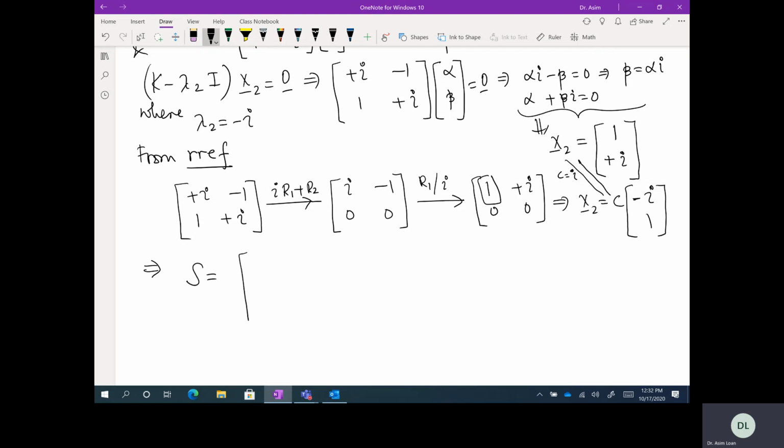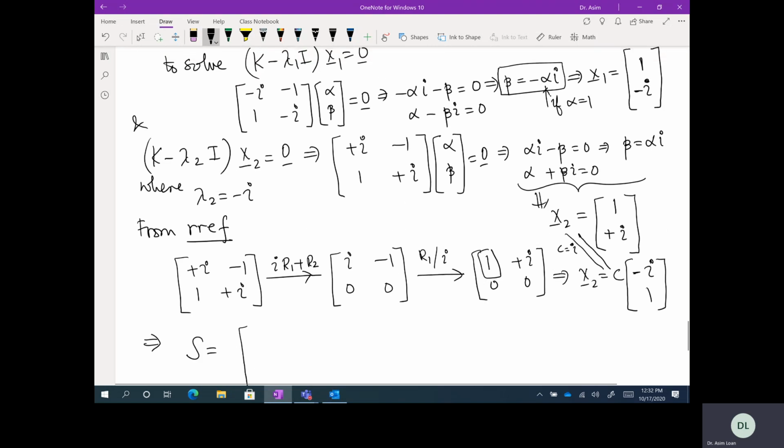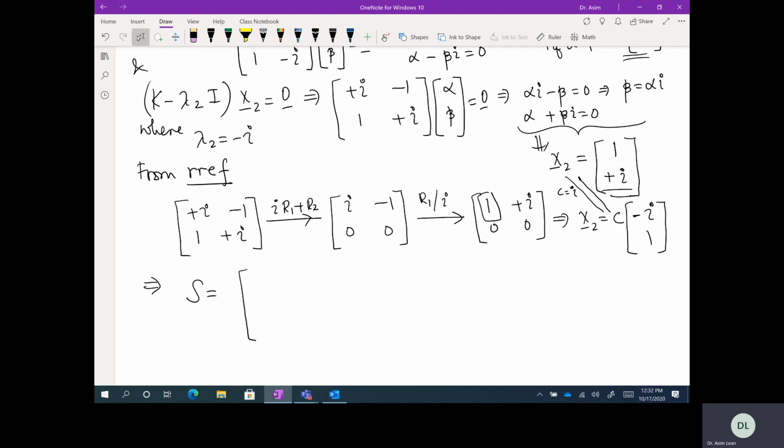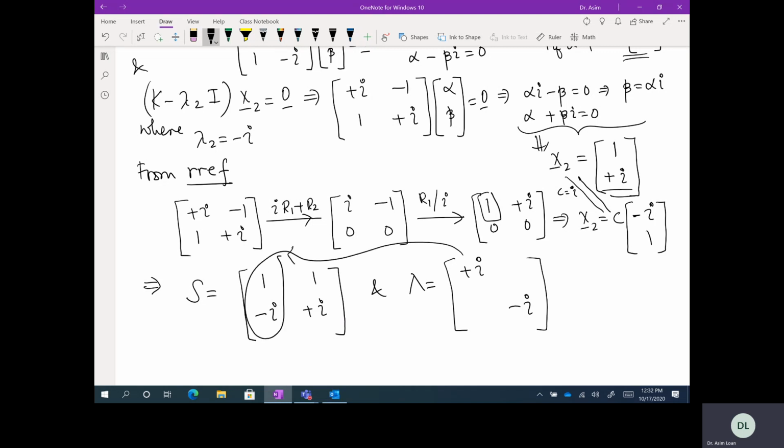So this implies the set of eigenvectors is either this one and this one, or the other one. We can write 1, minus iota, and 1, plus iota, and these are the corresponding eigenvalues. So this eigenvalue corresponds to this one: this is x1, this is lambda 1, and this eigenvalue corresponds to this one: this is x2, and this is lambda 2.